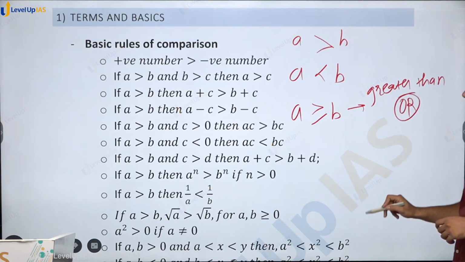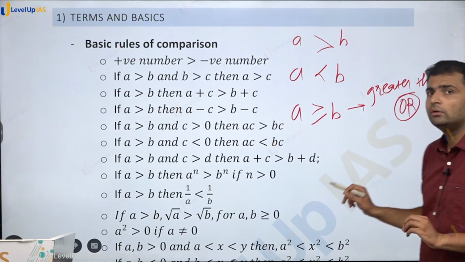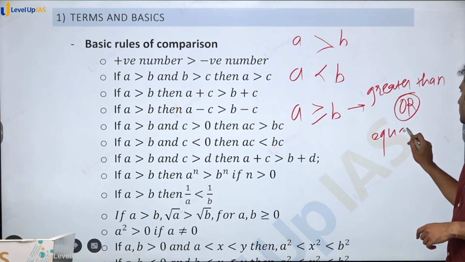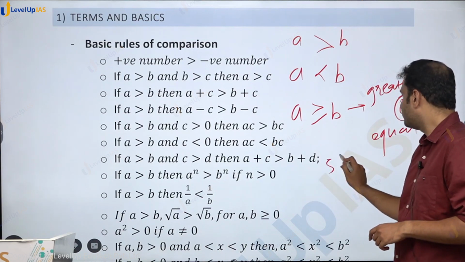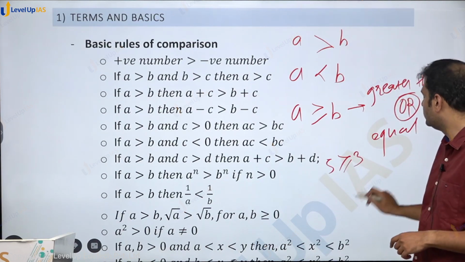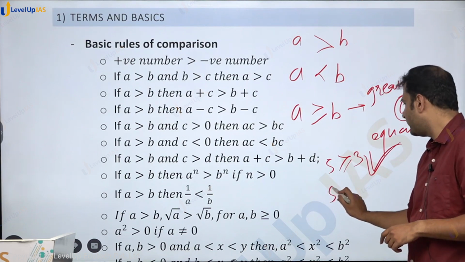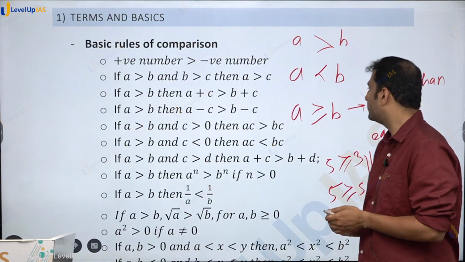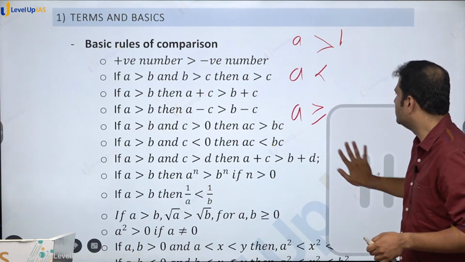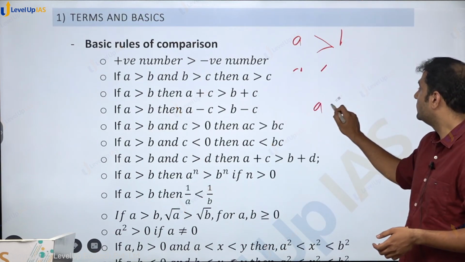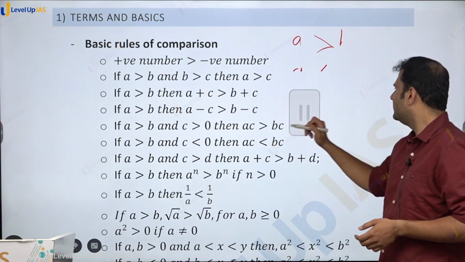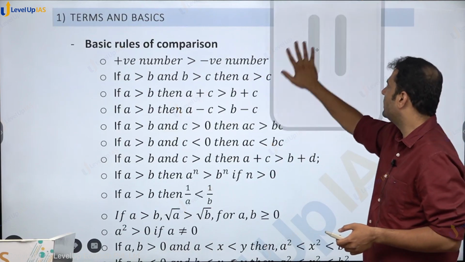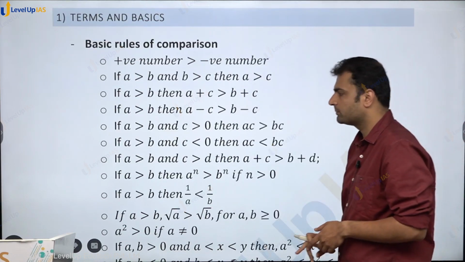or equal, meaning either of the two will work. In this case, 5 greater than or equal to 3 is an absolutely correct statement, and 5 greater than or equal to 5 is also an absolutely correct statement. Similarly to greater than, we have the less than or equal to sign, and finally we have the equality sign. A is equal to B. I'm sure you are familiar with all these signs.